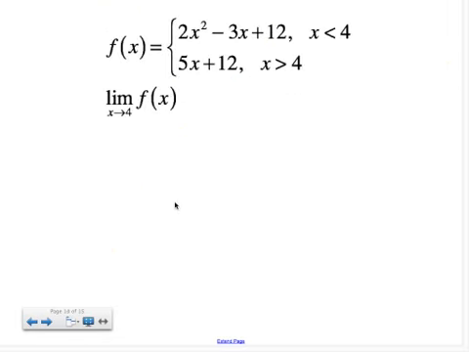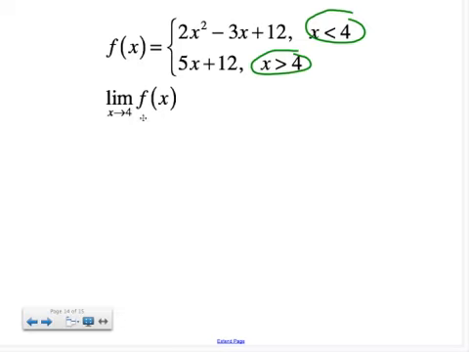Now, when we have piecewise functions and we're asked to find a limit, if the limit being asked for is at the breakpoint, so this function here splits its personality when x is 4. That's where the limit's being required. And you'll notice that this function is not even defined at 4.